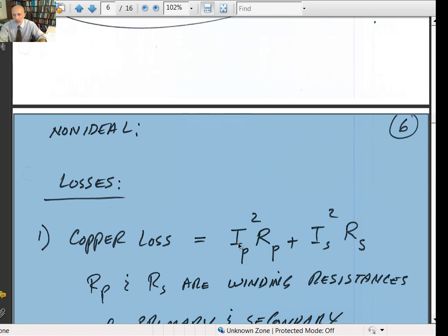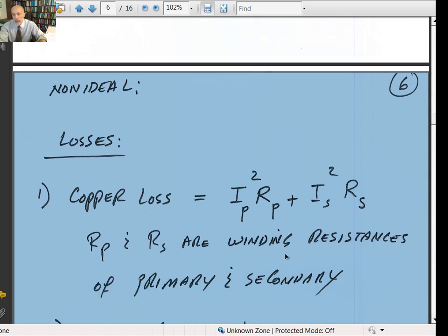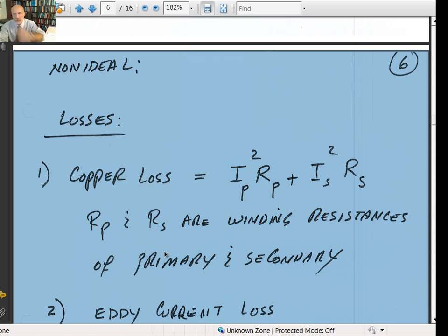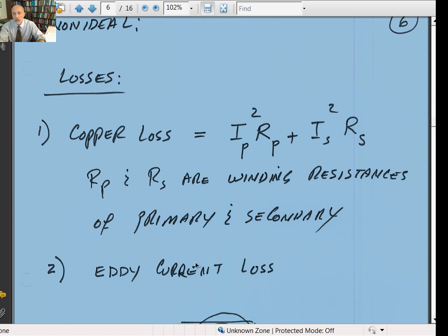So the primary has a winding. Of course, the winding will have a resistance. So it would be I sub P squared times R sub P. That's the current in the primary squared times the resistance of the winding of the primary. And the same thing with the secondary. The secondary has a winding, it has a resistance R sub S, and then the current I sub S, depending on whether it's a step-up or step-down transformer. So R sub P and R sub S are the winding resistances of the primary and the secondary winding.